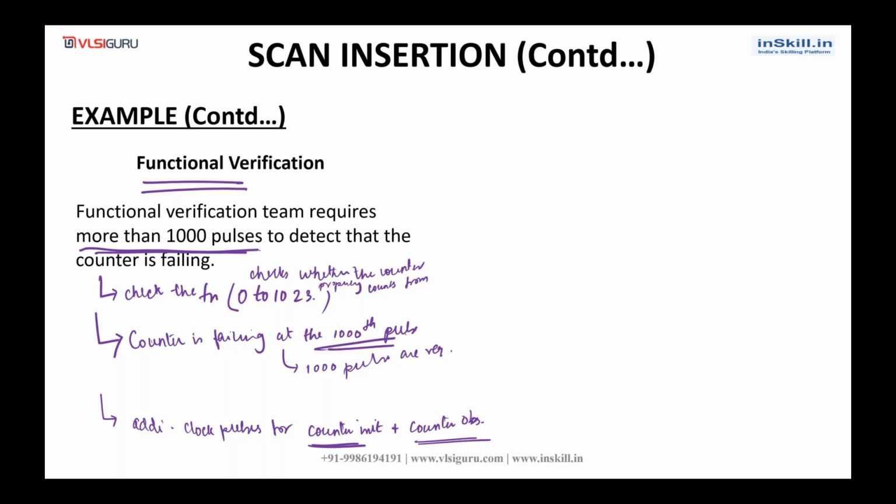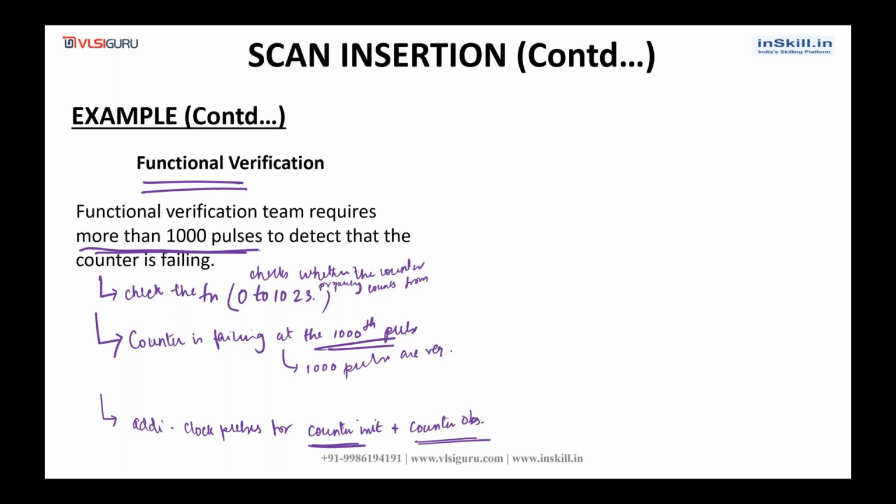So why is the counter failing at the 1000th pulse? Because at the 1000th pulse, instead of counting 1000, the counter is again counting 999. That's why the counter is failing at 1000. So 1000 pulses are required for this, and some more additional clock pulses will be required for counter initialization and counter observation. So ultimately, we can say that the functional verification team requires more than 1000 clock pulses to find out that the counter is failing.